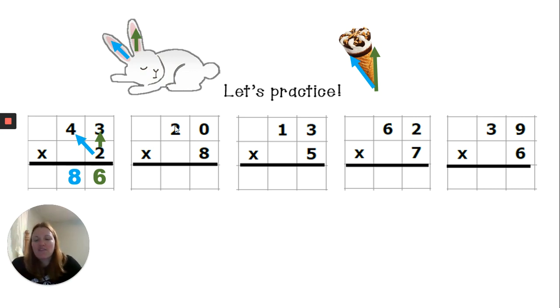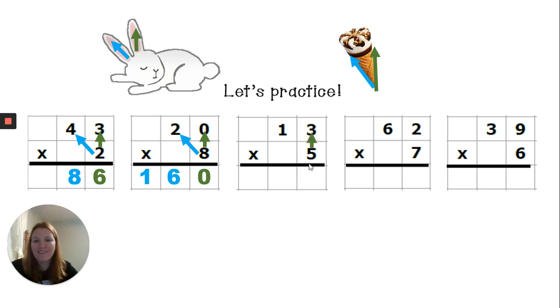Our second problem here, 20 times 8. Let's go ahead and multiply by the ones place first. 8 times 0 is 0. And then 8 times 2 is 16. And again, since I don't have anything else to multiply by, there's no regrouping or anything, I'm just going to take that 16 and write it down. 160.